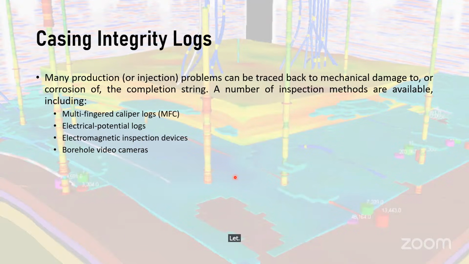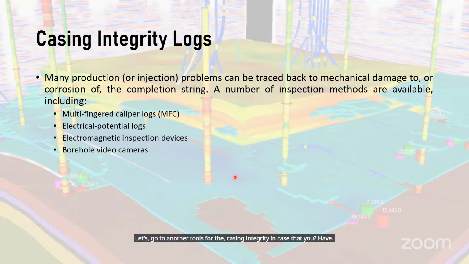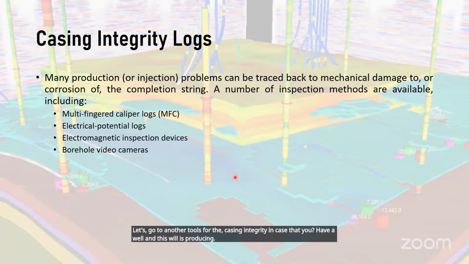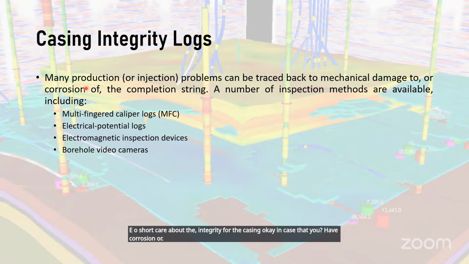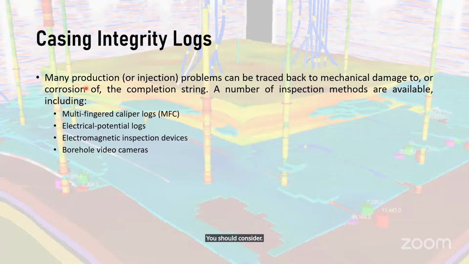Let's go to other tools for casing integrity. In case you have a well that is producing sand or producing some corrosive fluids like CO2 and H2S, in that case you should care about the integrity of the casing, in case you have corrosion or erosion, especially for mature fields. As your field is going mature and the wells are producing for a long time, you should consider the corrosion and erosion in your casing.